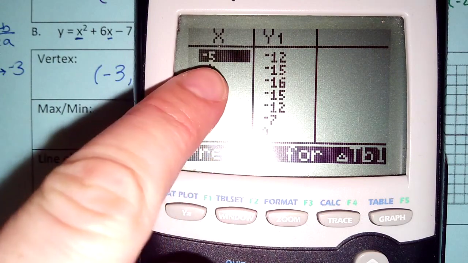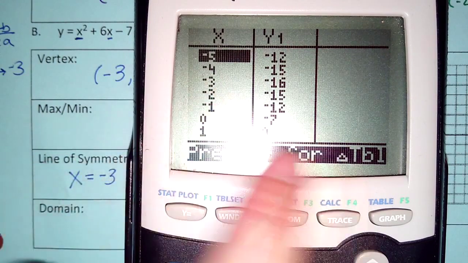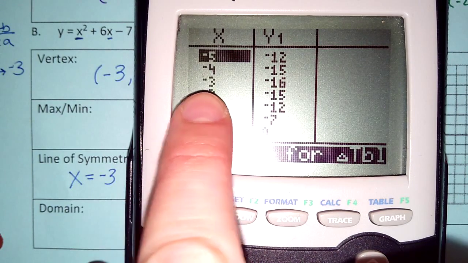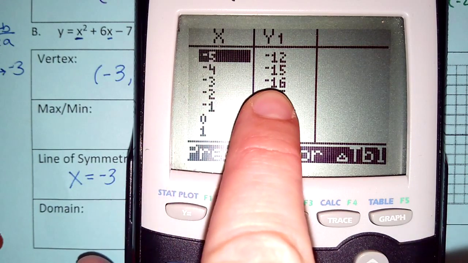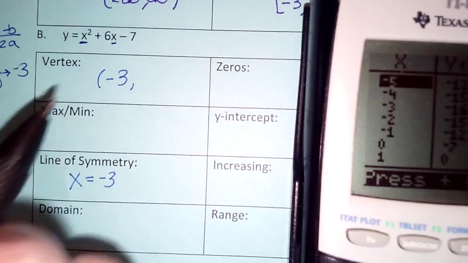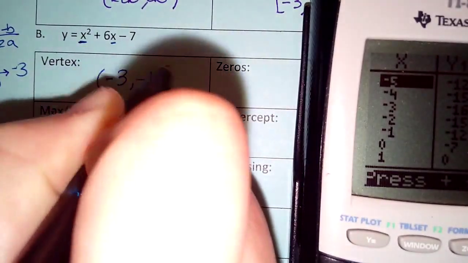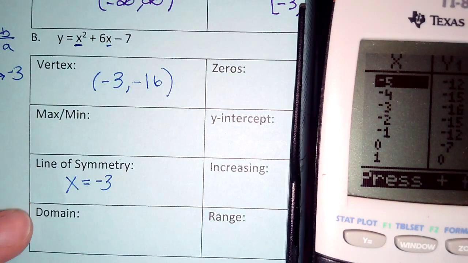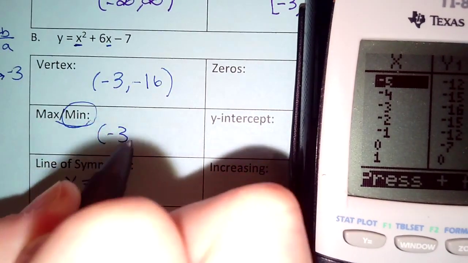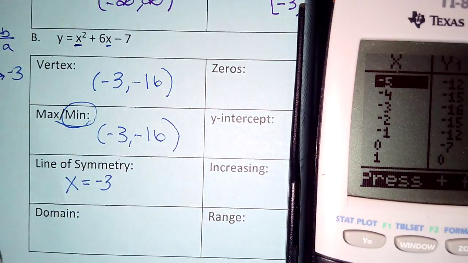I need to have -3 in my visual. So if you don't see -3, you might need to scroll up. -3, comma, -16 is my vertex. So this is going to have a minimum. It's a U shape, so that's our lowest point. -3, -16 is the lowest point.